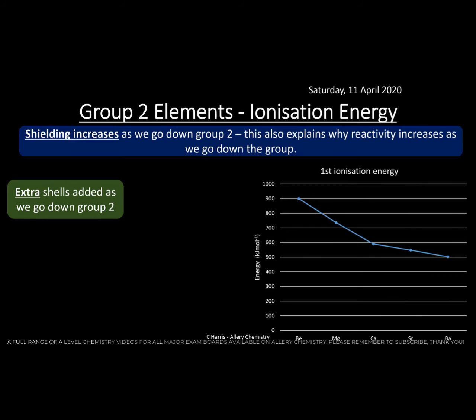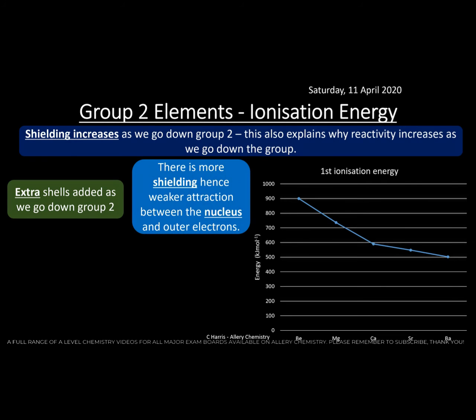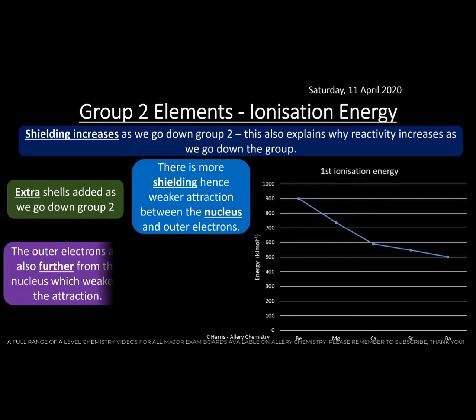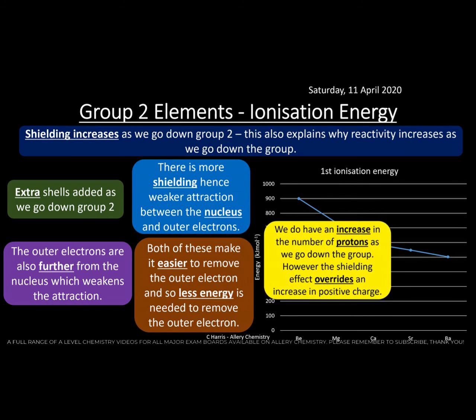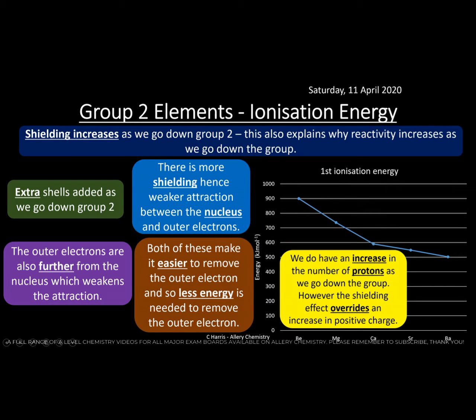So we get extra shells added, and that has a massive impact on how easy it is to take the electron. So let's have a look. So we've got more shielding, like I say. So that means we get a weaker attraction between the nucleus and the outer electrons. And so the outer electrons are further from the nucleus, and this weakens the attraction. And so both of these factors make it easier to remove the outer electron, so less energy is required. So we can see from this graph here that we have the ionization energy decreasing as we go down group 2, going from beryllium to barium.